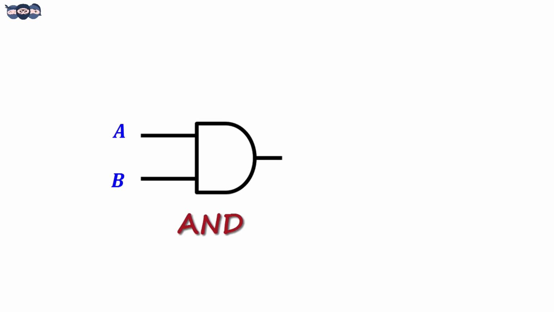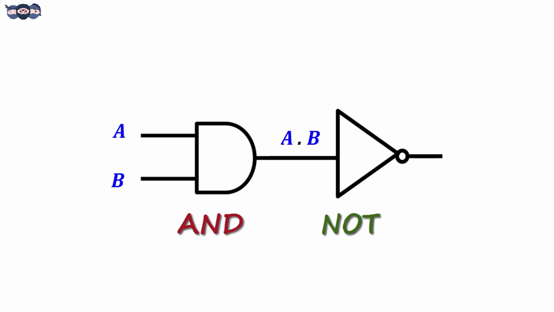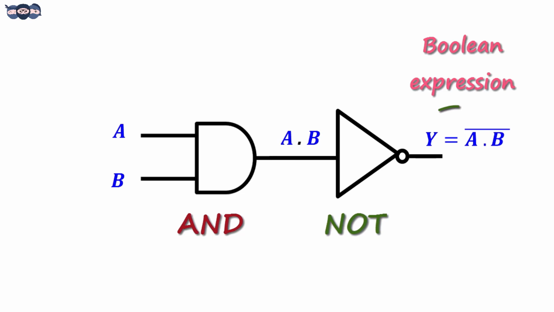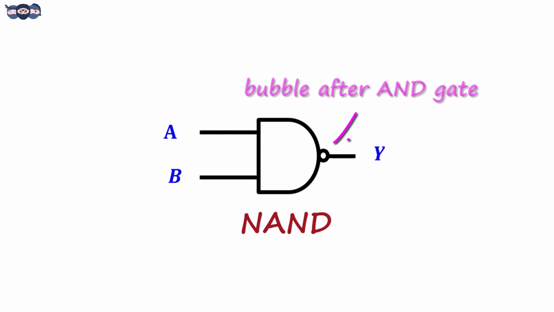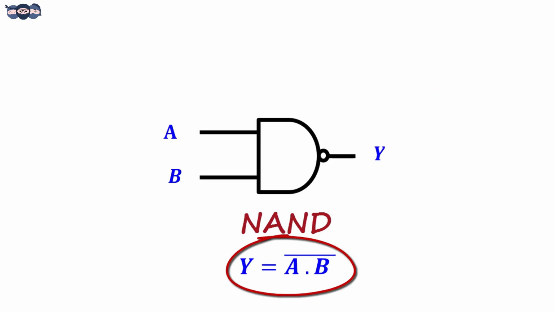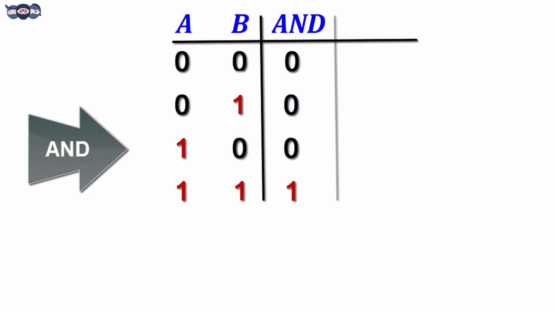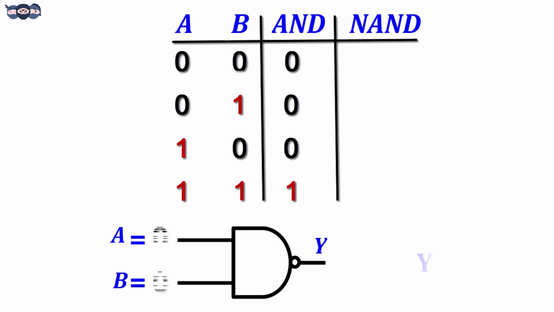This is a two-input AND gate. The output is A and B. It is followed by a NOT gate to give the output Y, which is not AB, that is AB bar. The derived gate is called a NAND gate. The symbol is a bubble after the AND gate. The logical expression of NAND gate is AB bar. If we see the truth table, the output of NAND gate is simply the complement of AND gate.